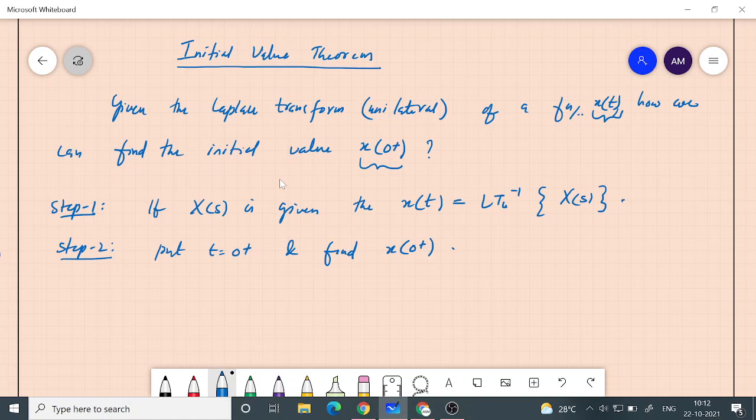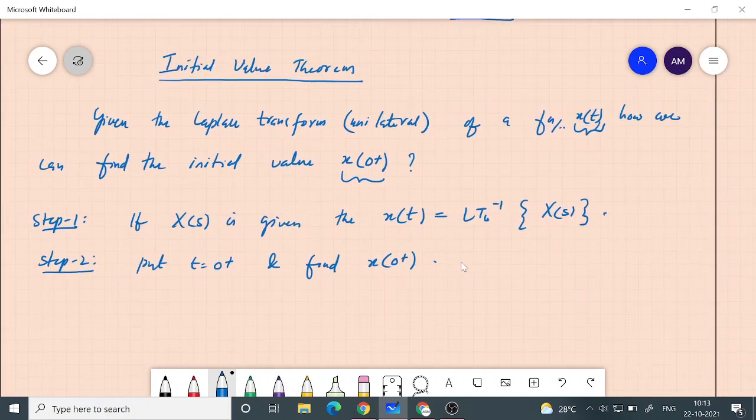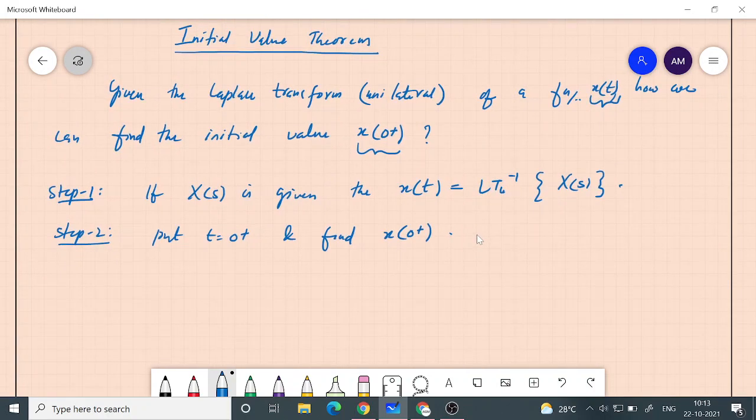Step 1, you have to find the inverse, but finding the inverse takes some work, right? Usually you have to expand it in terms of partial fractions. It may result in complex conjugate roots, or it may result in multiple terms in the numerator, and then you have to expand it, find the residues, and then take the inverse of the standard terms, and then finally put t equal to 0 plus, and that is your initial value. But this theorem called the initial value theorem bypasses all of this. You can directly find the initial value from the x of s itself.